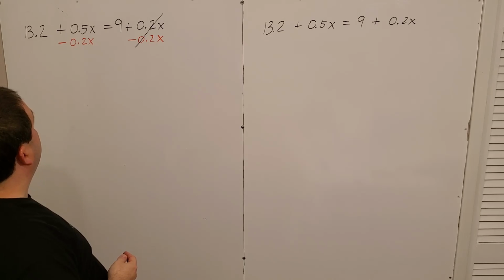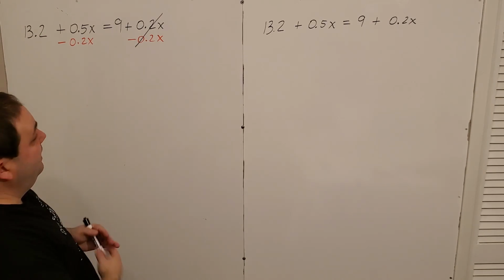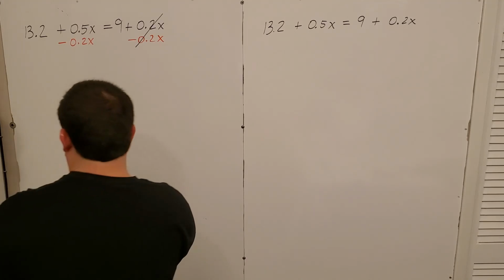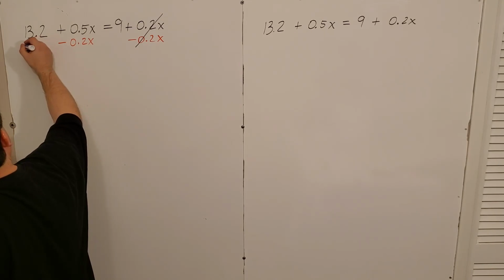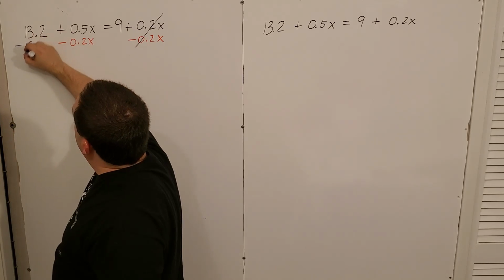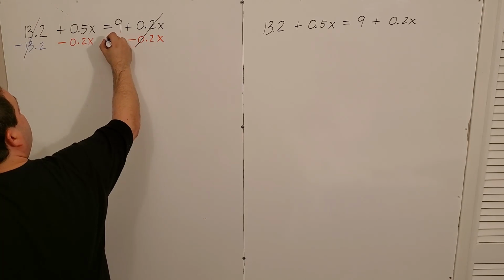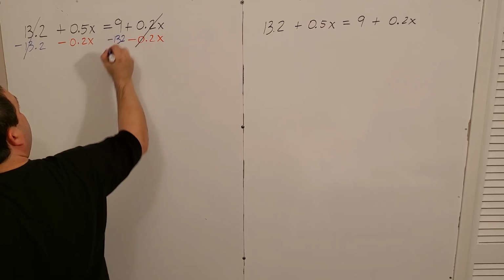Next, I also don't want the 13.2 on the left-hand side. So again, I will subtract because it was positive, and that eliminates this one. But then, of course, I have to do it to both sides, minus 13.2 here.